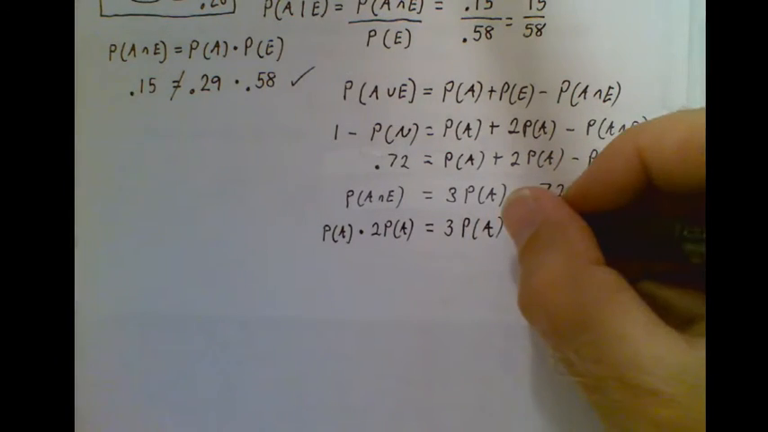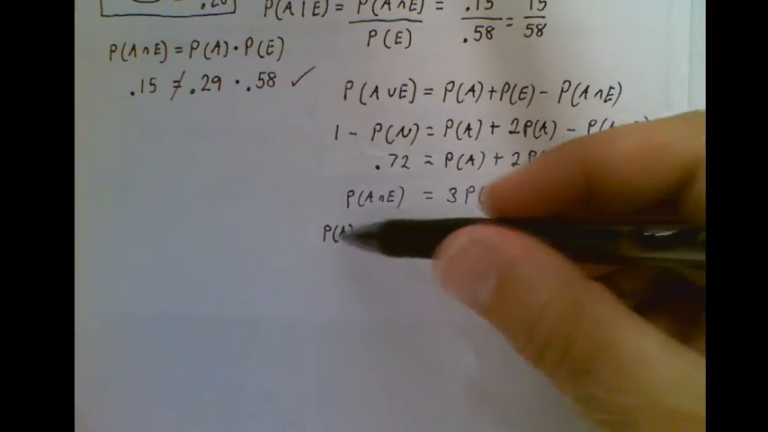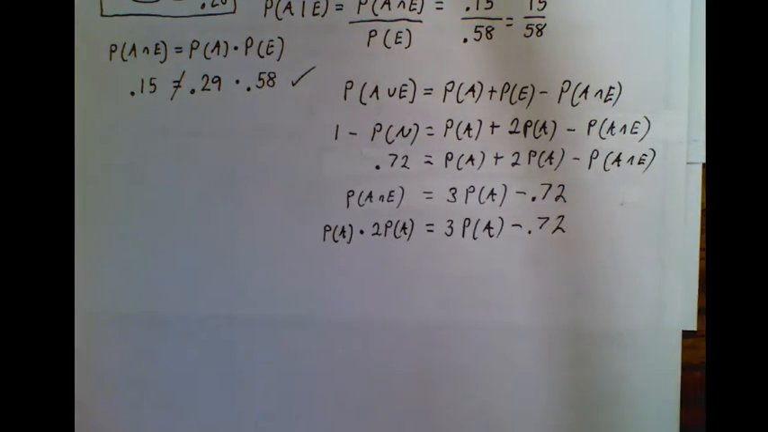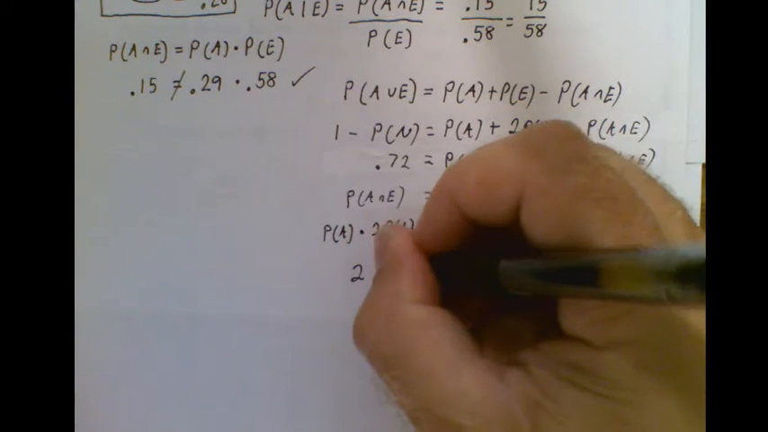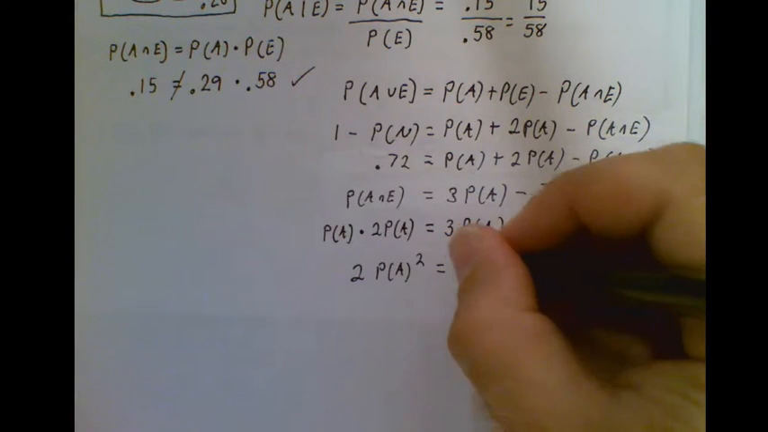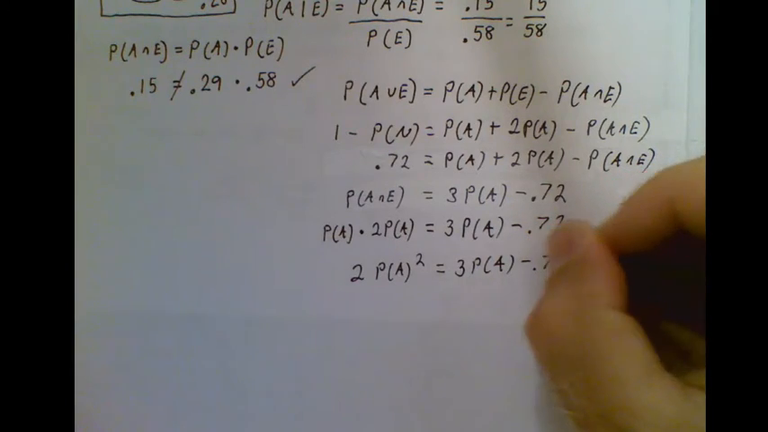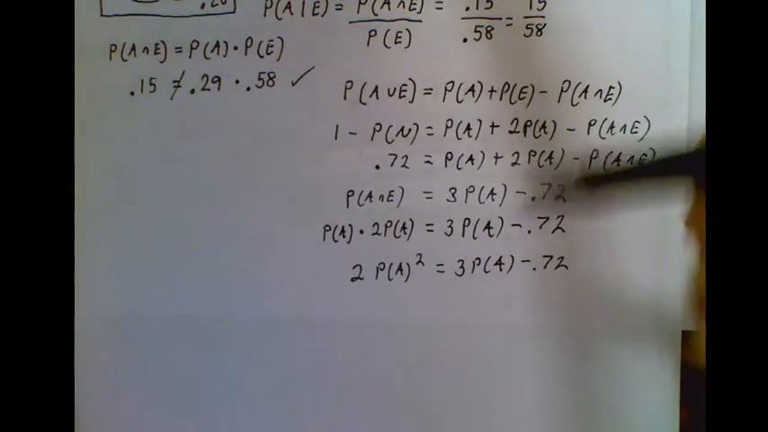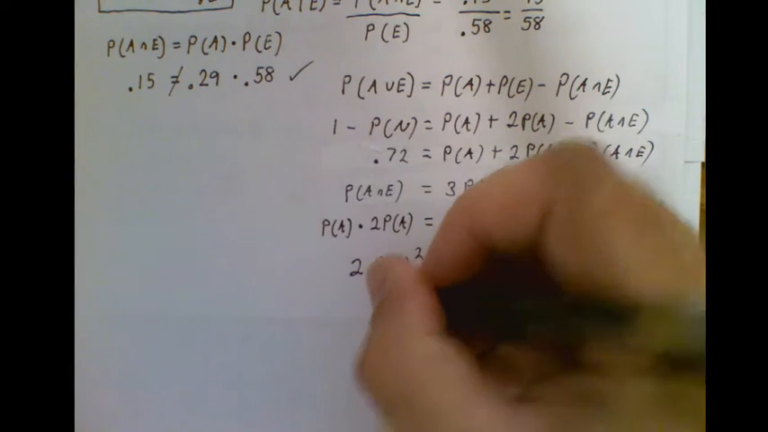Just bring the other stuff down for now. Okay, so if I multiply these two together, A times A is A squared. So I have 2 times the probability of A squared. Even though it's P of A, I'm going to drop the P and just put the letter A so it looks a little more obvious as to what we're doing. So let me just call it 2A squared.